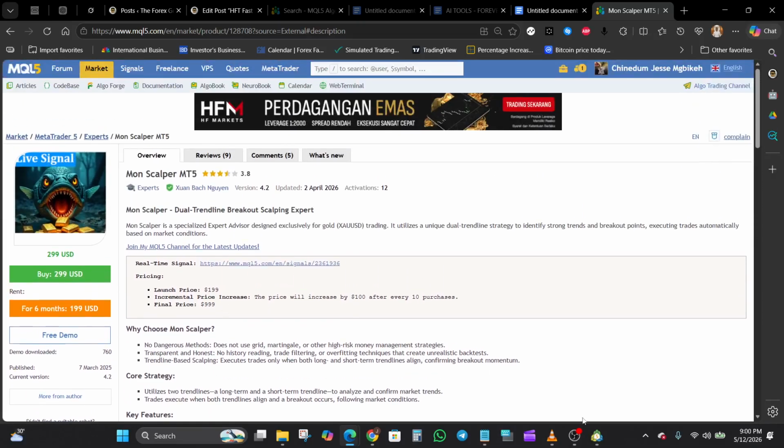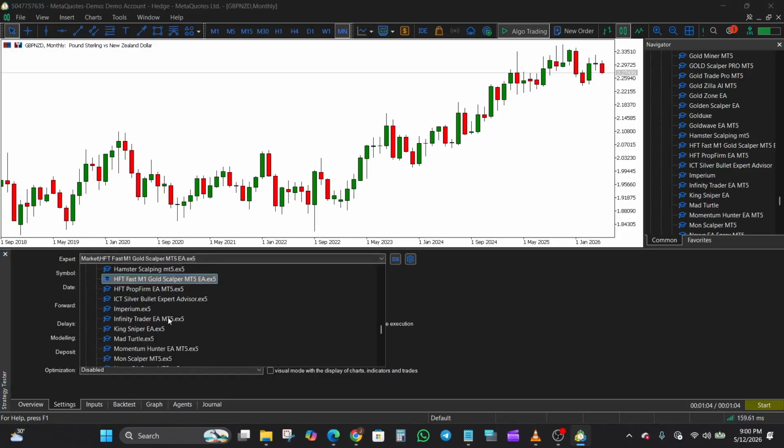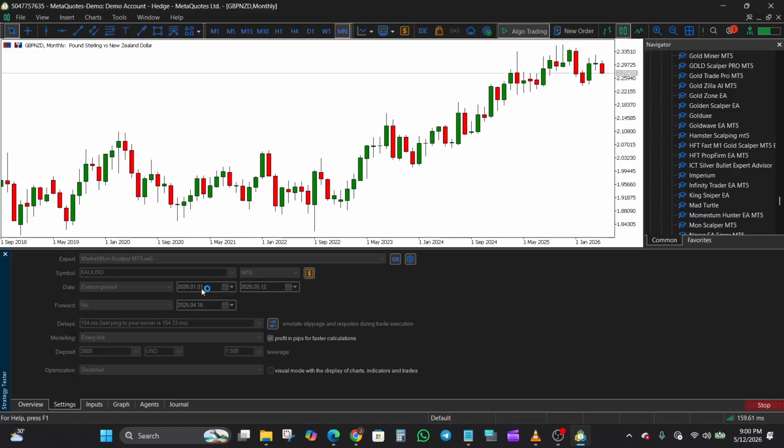Now let's head over to the strategy tester right away, and let us select the Mon Scalper XAUUSD M15, and then for the delays we're just going to use the last ping to the server. All right, now let us begin the test. We are going to be testing from the beginning of this year till date, so that we can get reasonable data for the backtesting.